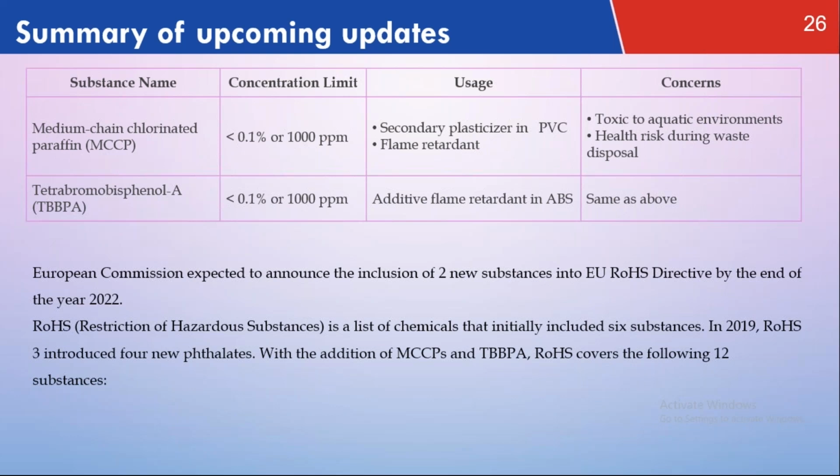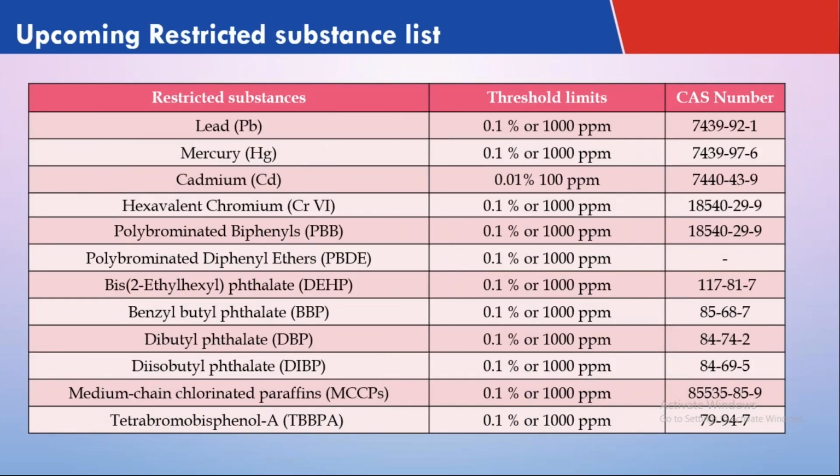So if these substances are included, then currently we have 10 substances. With the inclusion of these two, our RoHS list includes about 12 substances as follows: lead, mercury, cadmium, chromium, hexavalent chromium, brominated biphenyls, etc. All these threshold limits are generally 0.1%, except for cadmium, which is 0.01%, and CAS numbers are here. You can see them below. So that's all about the upcoming restricted substance list and the upcoming advancement in our EU RoHS.